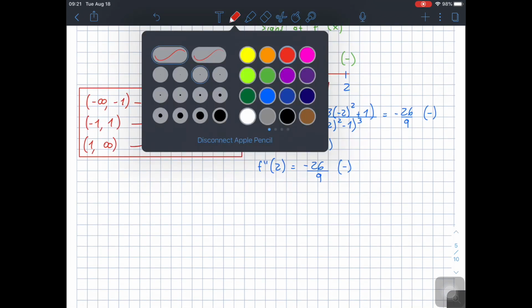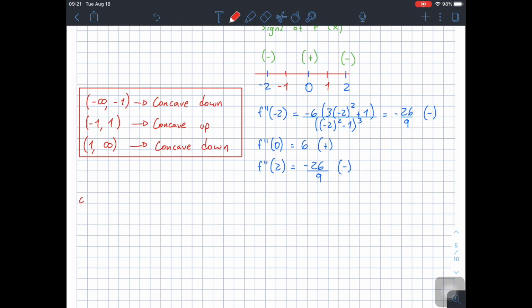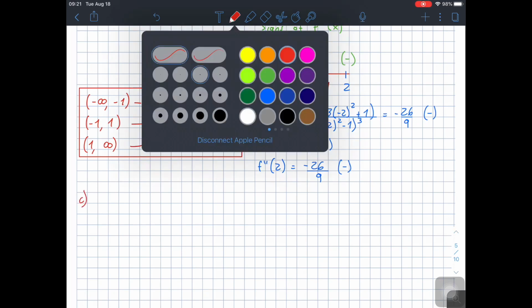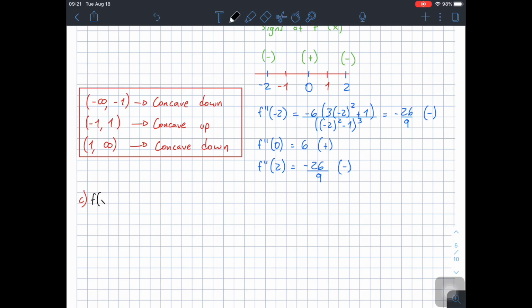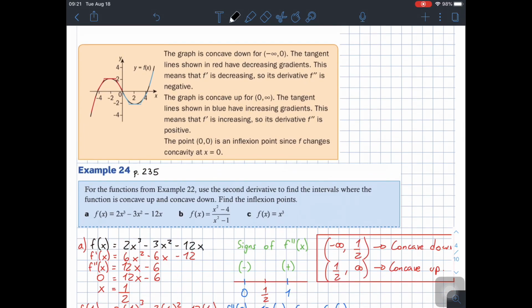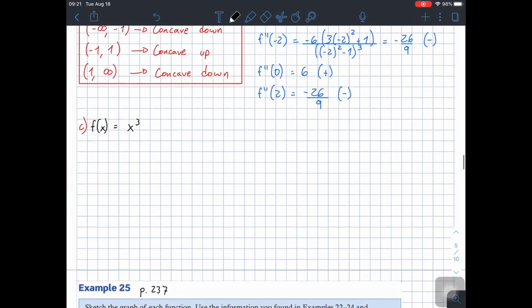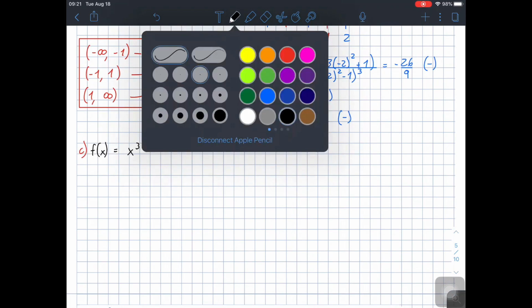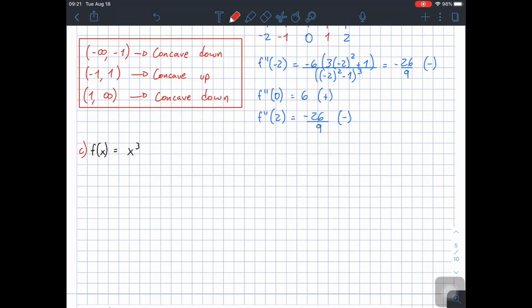Okay, so let's go to the last exercise, part C, which is the function f of x equals x cubed. I think it was x cubed. Let me see. Yes, x cubed. So we're doing the same thing. We want to analyze the concavity, so I need to find the second derivative. The first derivative would be 3x squared, and the second derivative is 6x, right?